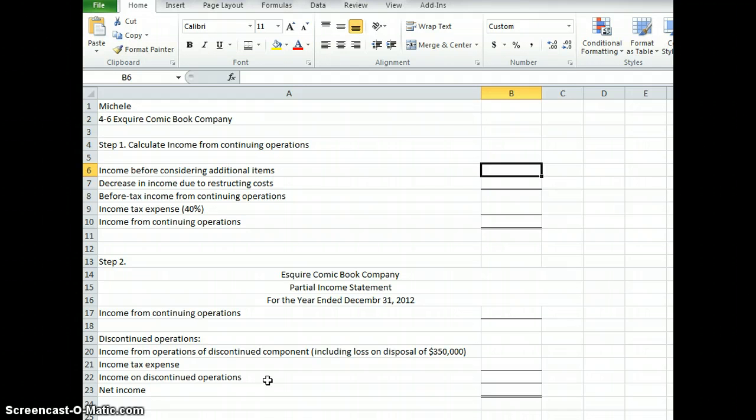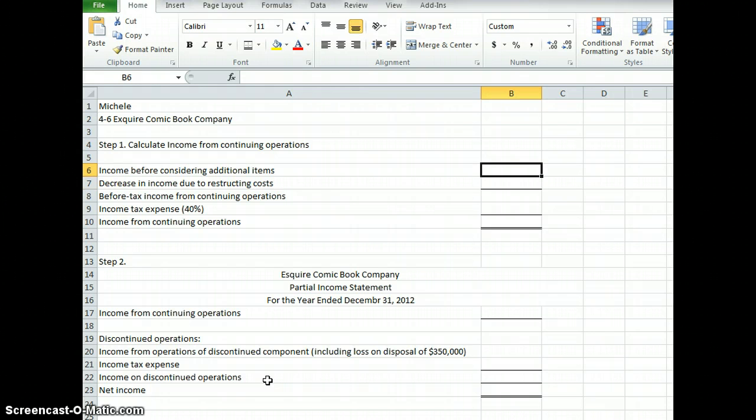It actually disposed of a division that had a tax loss on the disposal of $350,000, and before it had that loss it generated income of $500,000. It's telling us that it had a restructure cost of $80,000. So go ahead and read through that problem, but basically what you need to do is step through this by looking at continuing operations before you worry about the disposal.